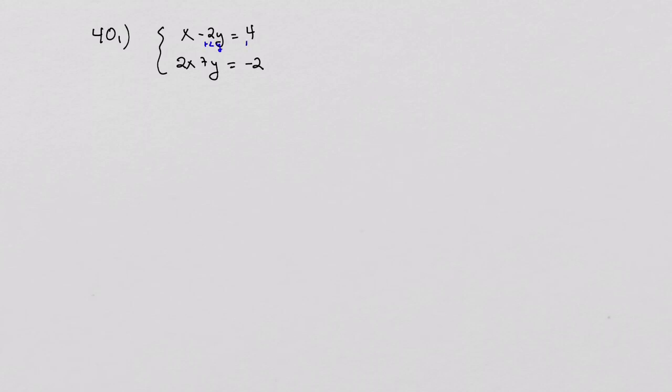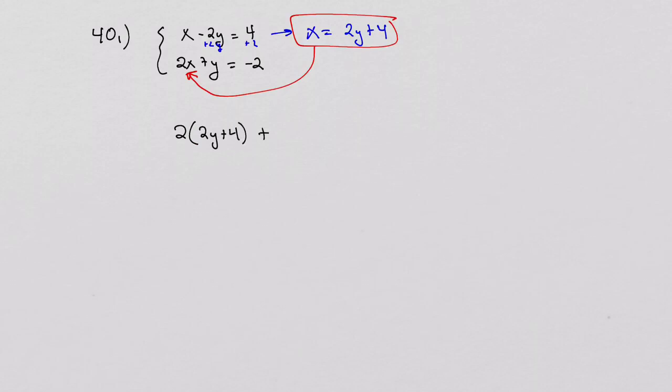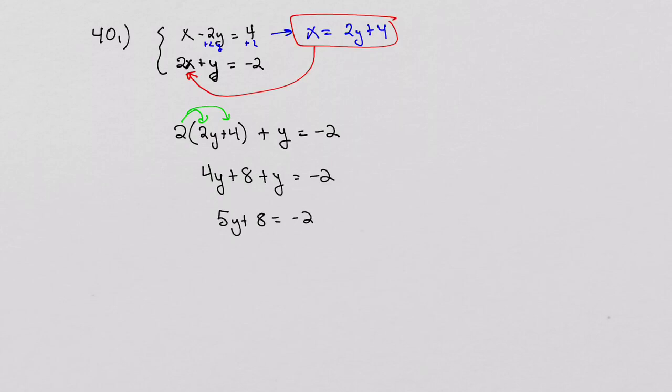So by adding 2y to both sides of the first equation, I'll get that x is equal to 2y plus 4. I'm going to substitute this into the second equation for x, and I'll get 2 times (2y plus 4) plus y equals negative 2. Remembering to distribute the 2 in, but not into the y because that's not part of the parentheses, we get 4y plus 8 plus y equals negative 2, which simplifies to 5y plus 8 equals negative 2. I'll subtract 8 from both sides, cancel the 8s, and get 5y equals negative 10. Then I'll divide both sides by 5 and get that y is equal to negative 2.